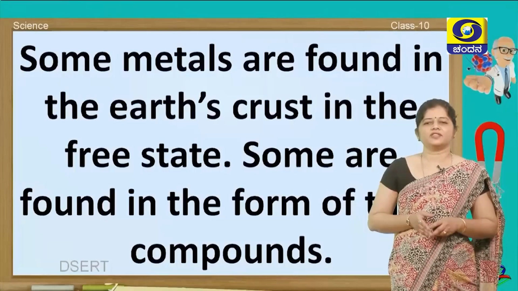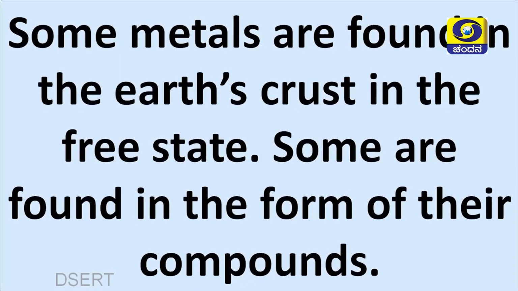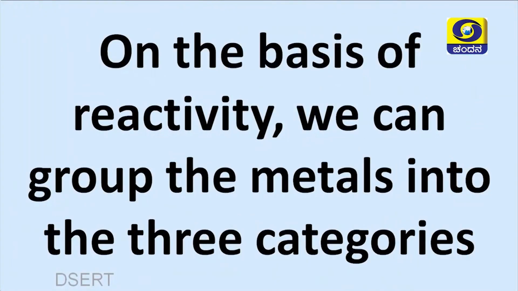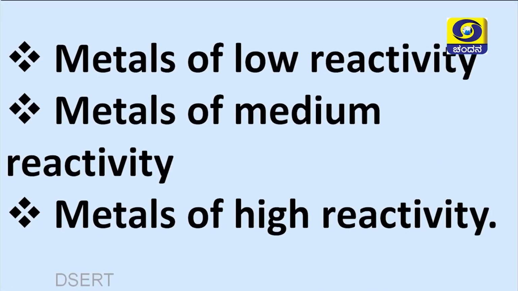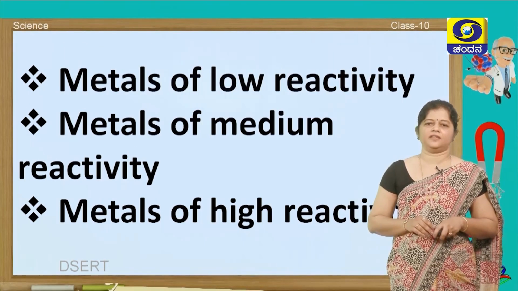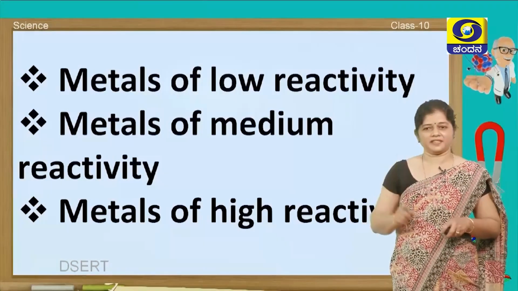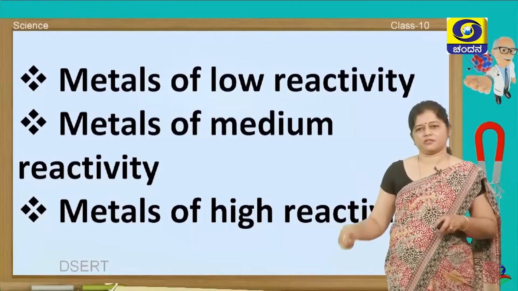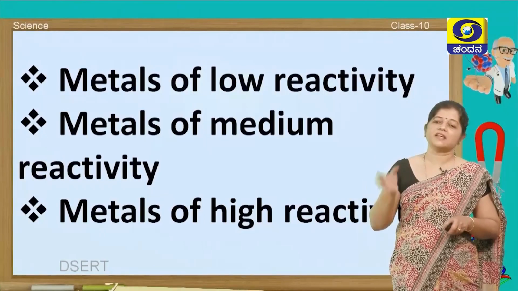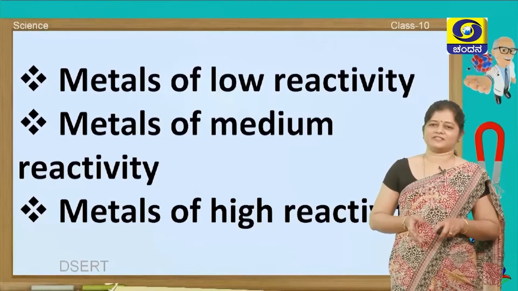Some metals are found in the earth's crust in the free state, and some are found in the form of their compounds. On the basis of reactivity, we can group the metals into 3 categories: metals of low reactivity, metals of medium reactivity and metals of high reactivity. This you have already learnt in your reactivity series. There are certain metals which are highly reactive, certain metals which are not at all reactive, and certain metals which are moderately reactive.